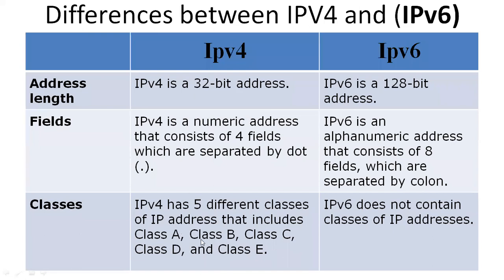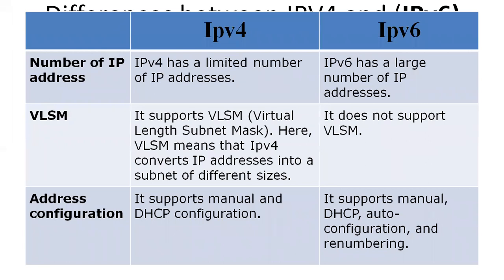IP version 4 is divided into 5 classes: A, B, C, D, E. IP version 6 does not contain classes of IP addresses. Why? Because 2 power 128 addresses are there, and it is very difficult to divide them into classes. And then the number of IP addresses: IP version 4 has a limited number of IP addresses, 2 power 32, while IP version 6 has a large number of IP addresses, 2 power 128.